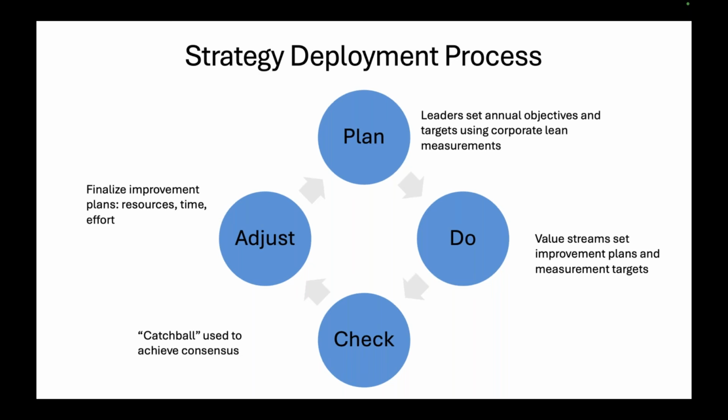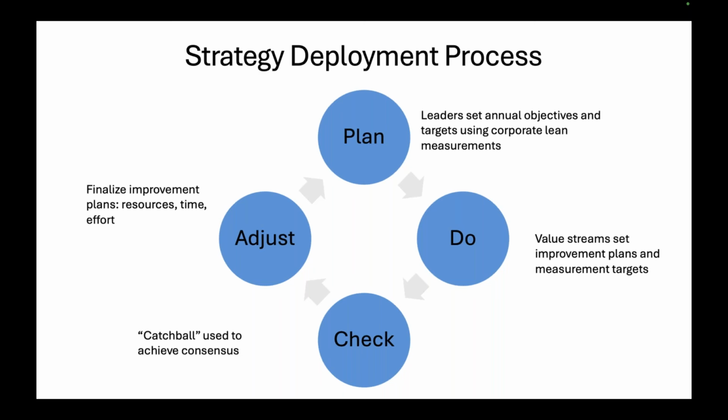The plan step, leaders set the annual objectives and targets using corporate lean performance measurements, and what are the key initiatives? Then it gets cascaded down to the value stream level, where the value stream teams have to take those corporate initiatives and say, what do we need to improve? And how much do our measurements need to improve?